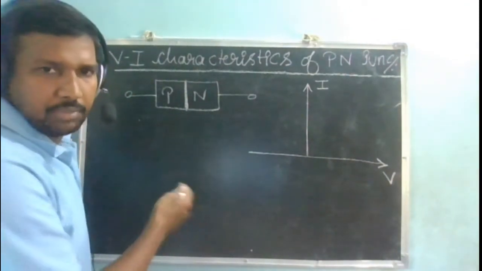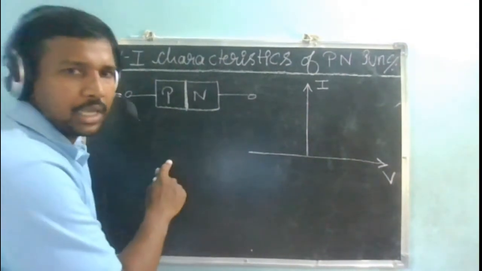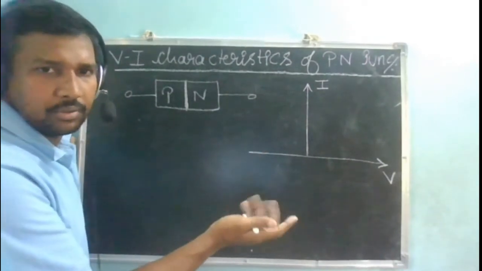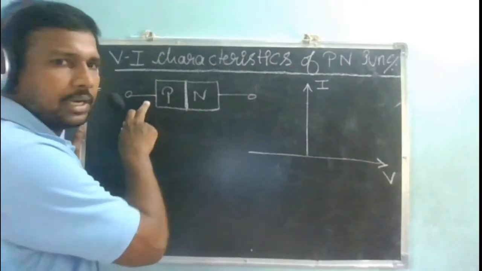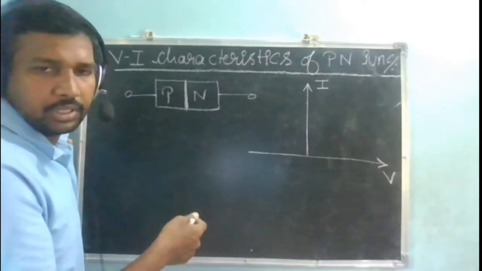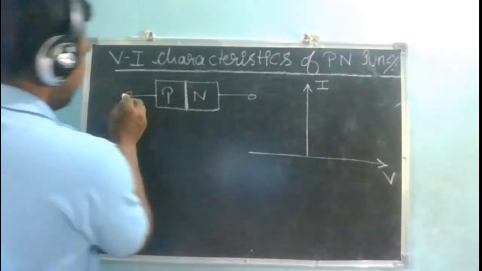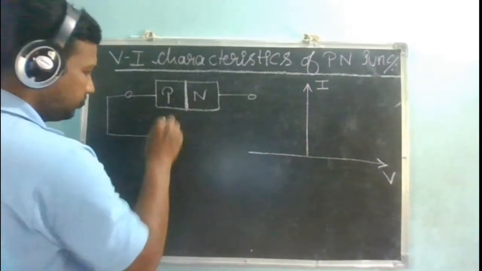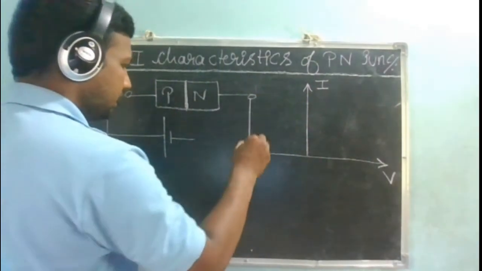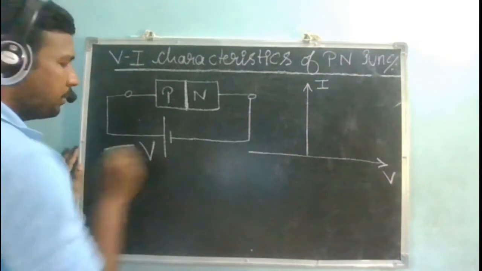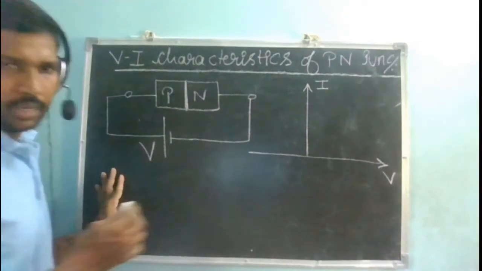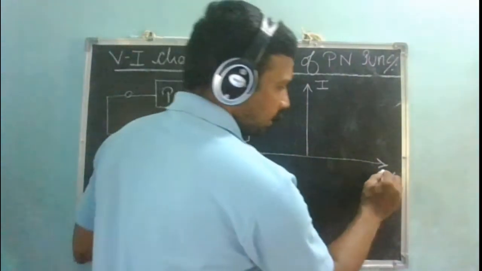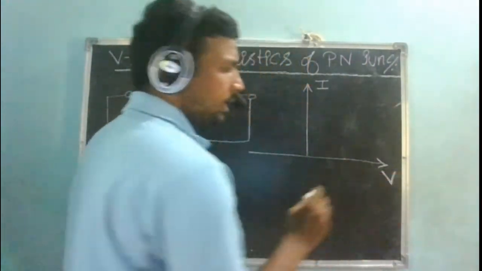That is fine, but that is only one of your conditions: P has to be more in potential than the N side. Even negative potentials can be applied at the P side and the N side. So when I apply voltage like this, in which bias is it being operated? Forward bias.